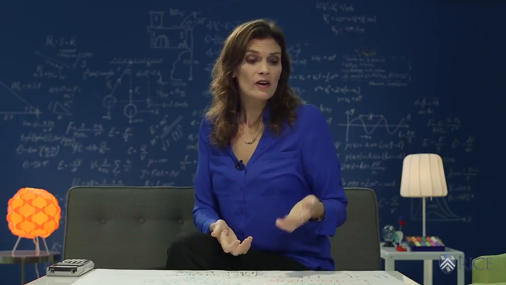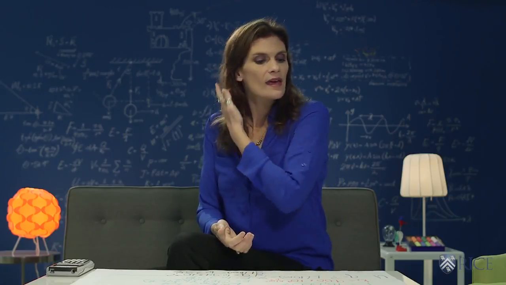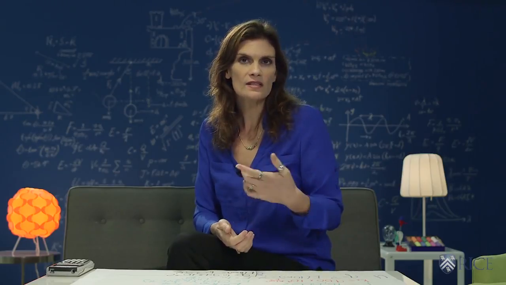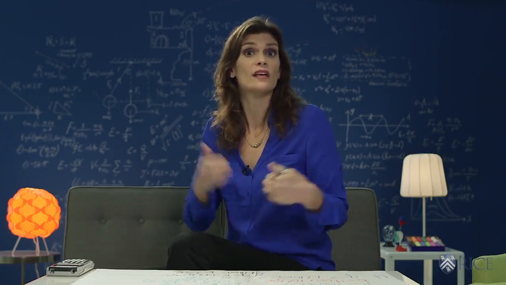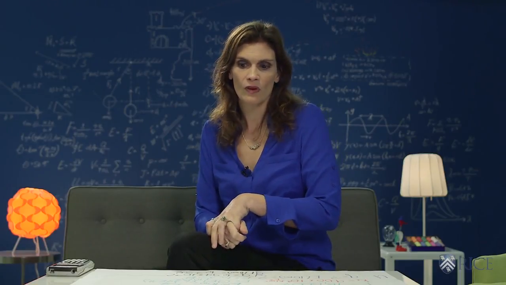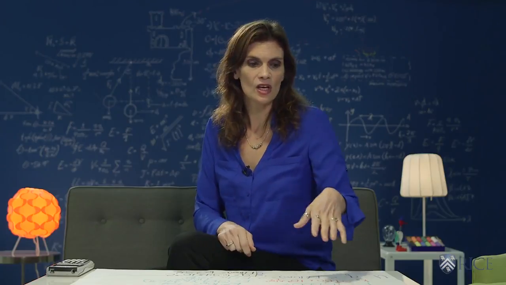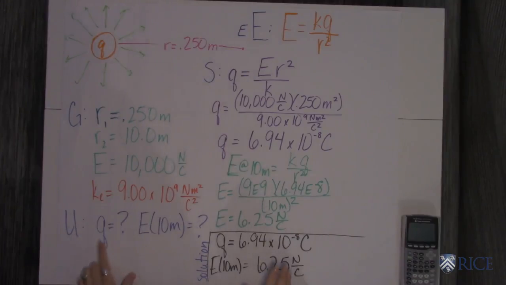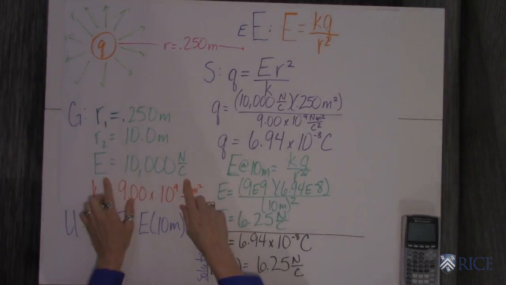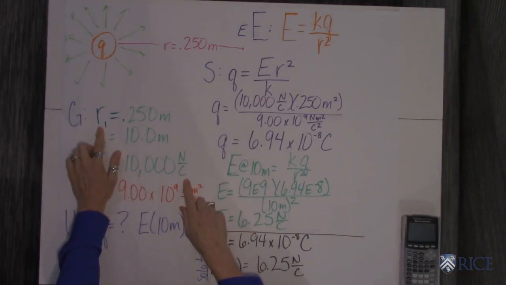So we've been talking about fields and charges, and this question's kind of cool because it asks you to compare the electric field at two different distances from a point charge. You've got a charge, and you don't know what it is yet. That's your unknown down here. You know, however, what the electric field is at a distance r1, which is 0.25 meters away from the charge.